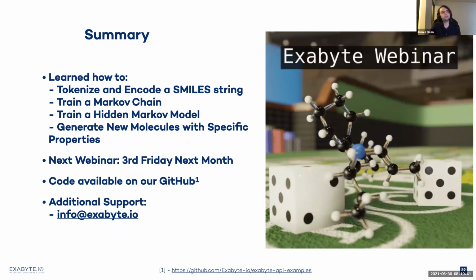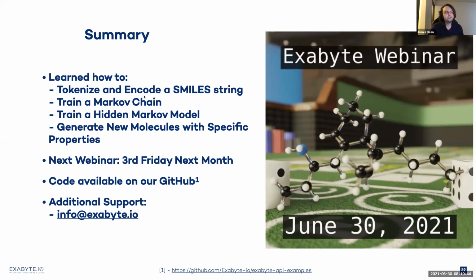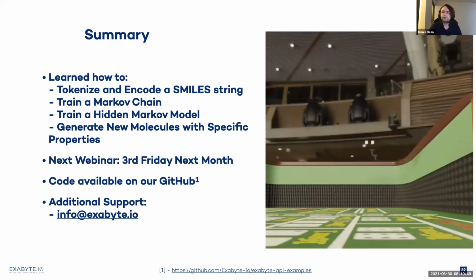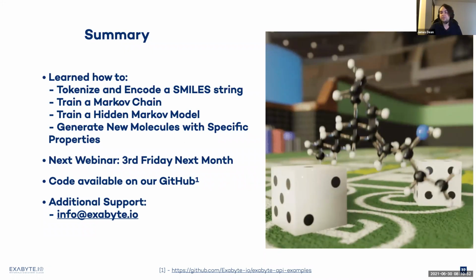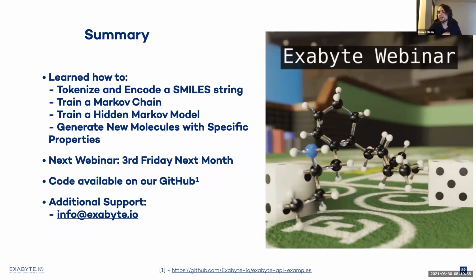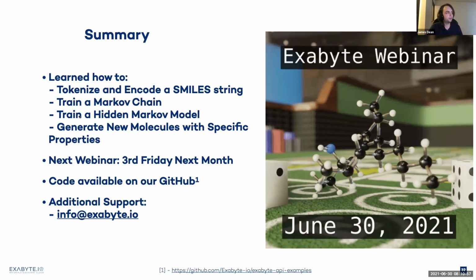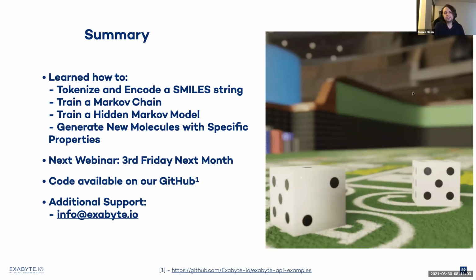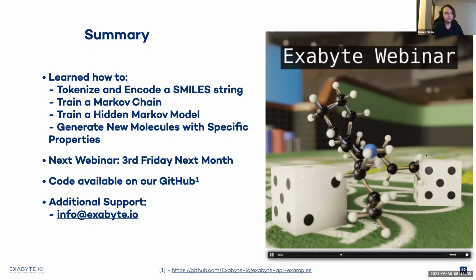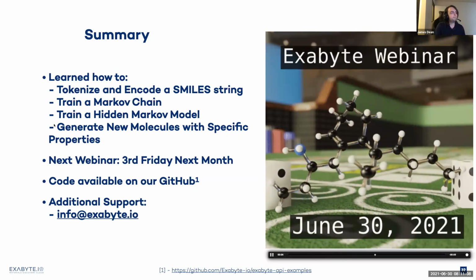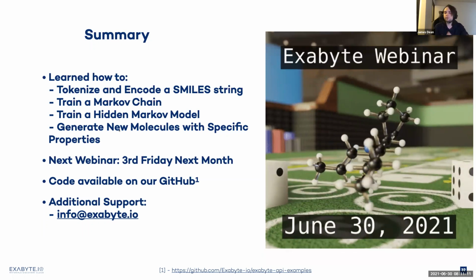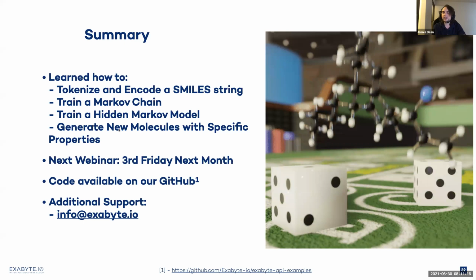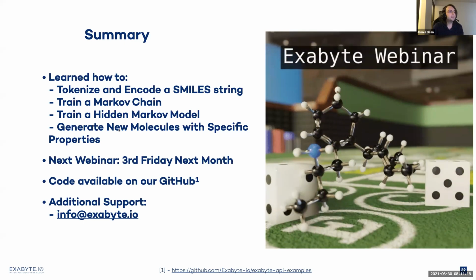However, just to summarize, what we've done today is we've learned how to tokenize and encode a SMILES string to take advantage of these text processing applications. We've trained a Markov chain. In the intro, we showed how to train one for H.G. Wells' works. We've trained a hidden Markov model to generate new SMILES strings randomly, which I'm illustrating with this dice game in the webinar's GIF. And we've actually generated new molecules and filtered them so that they have specific properties. We've generated a pipeline of possibly bitter molecules.